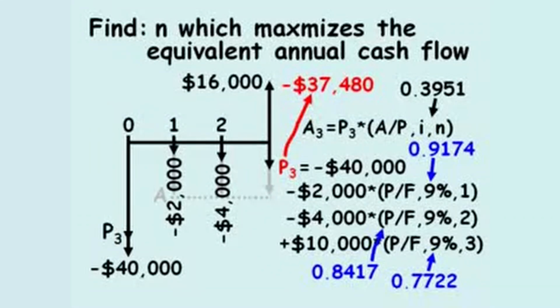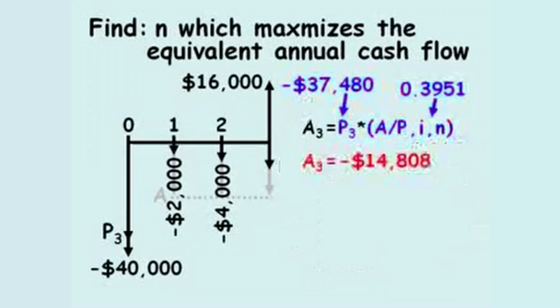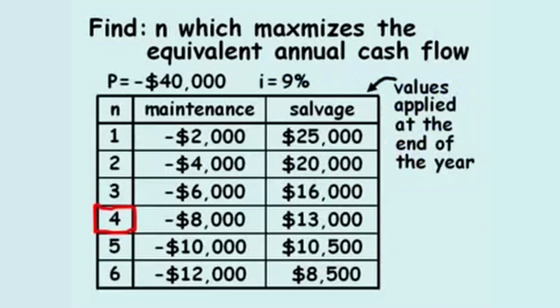$37,480. Now we can solve for A3, which equals negative $37,480 times 0.3951, which is negative $14,808. Next, we'll compute A4, the equivalent annual cash flow for N equal to 4.